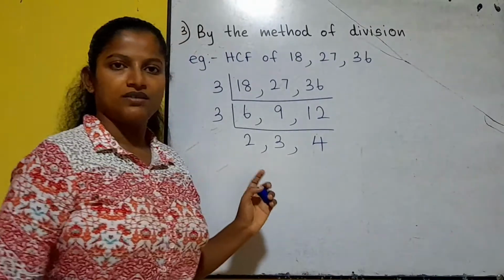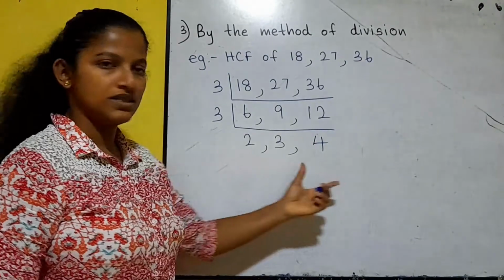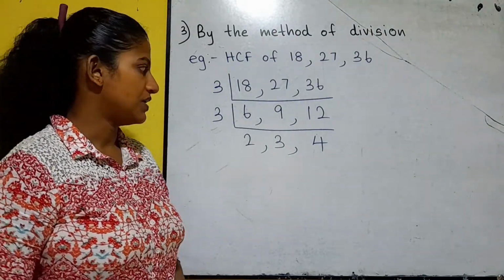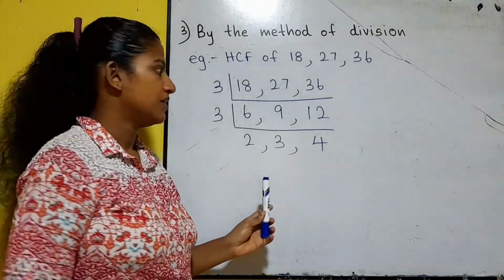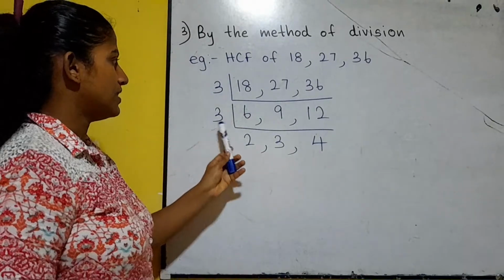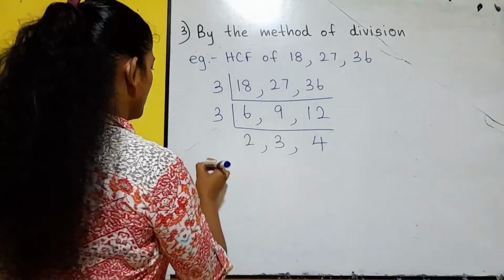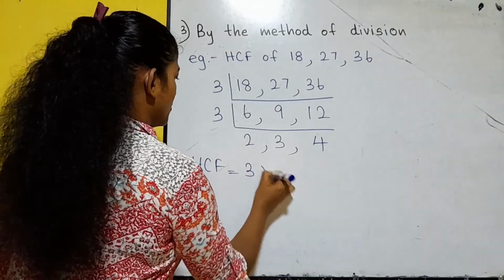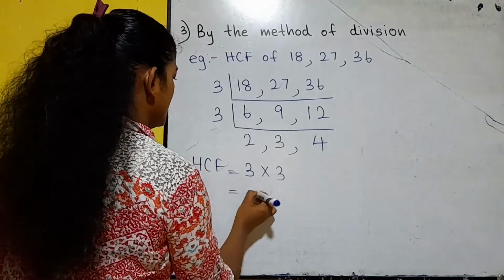Now can you find a prime number which divides all these remaining numbers? No. So we are stopping the division here. As the HCF, you have to take the product of these divisors. So HCF is equal to 3 into 3. That is 9.